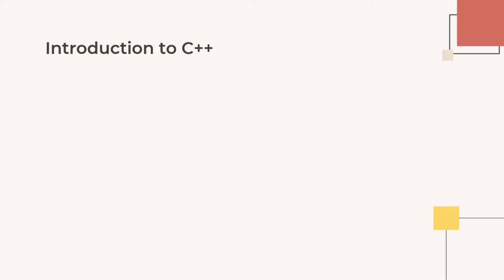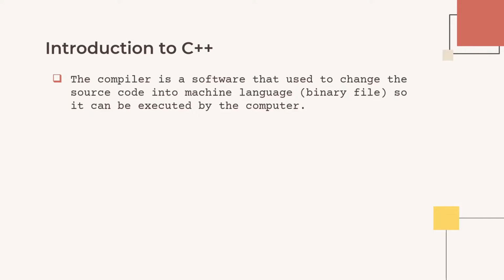First, I will discuss the compiler. A compiler is software that is used to change the source code into machine language or a binary file, so it can be executed by the computer. The program will be compiled well if it contains no errors according to the rules, so there is no syntax error in the program. Examples of popular C or C++ compilers are MinGW and GCC.